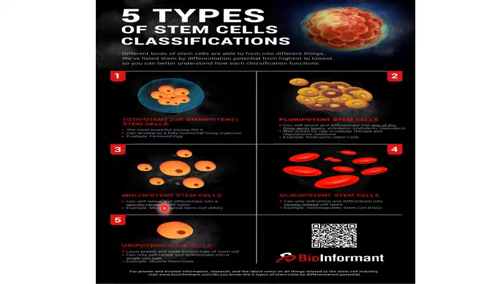Another type of stem cell is multipotent stem cells. The best example for these is mesenchymal stem cells, which can produce muscle cells and so on. Another type is oligopotent stem cells. Here you can see red blood cells. And the last one is unipotent stem cells. The example for this is muscle stem cells as well as skin cells.